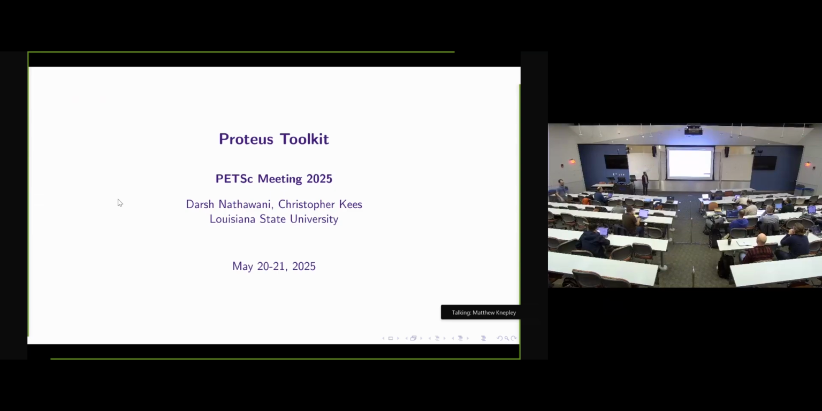So I'm working with Chris Keys, who talked about these multi-phase problems with cut-FEM that we are interested in for mangroves. My agenda for this talk is to talk about the Proteus toolkit, which is what we are using to solve these problems. So this is mostly going to be an informative talk. I'm going to talk about what Proteus is, what the capabilities are, and just a tiny demo of how you can get Proteus and run things.